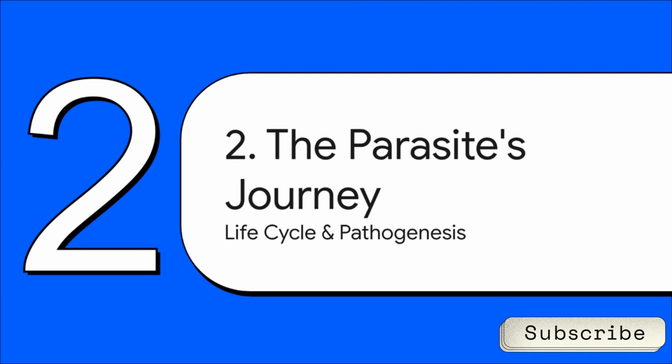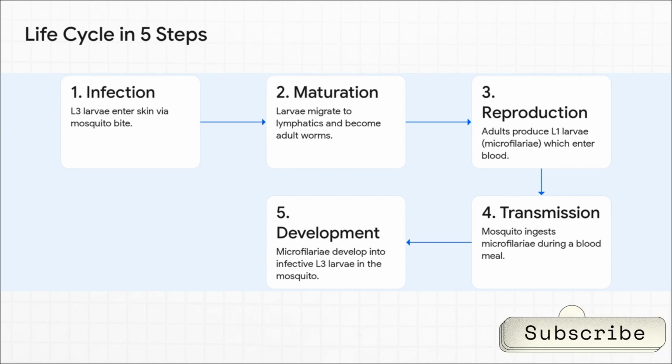All right, moving on, let's see how this parasite actually operates. We know who it is, now we're going to track its journey inside the body and see how it causes all that damage. Let's break this seemingly complex life cycle down into 5 really simple steps. So it all starts when a mosquito bites someone and injects these infective L3 larvae. These guys then migrate into our lymphatics and grow up into adult worms.